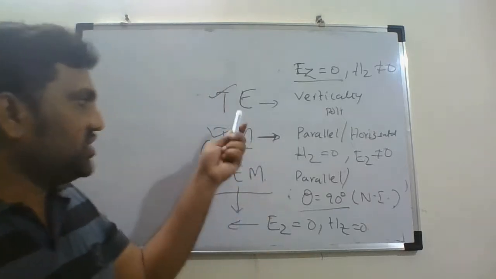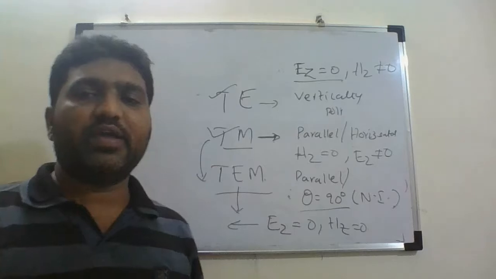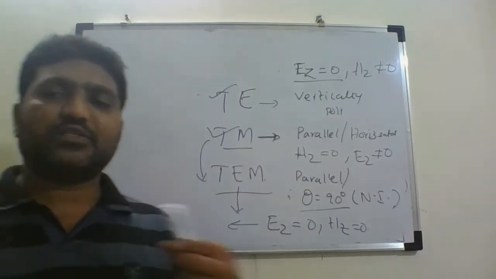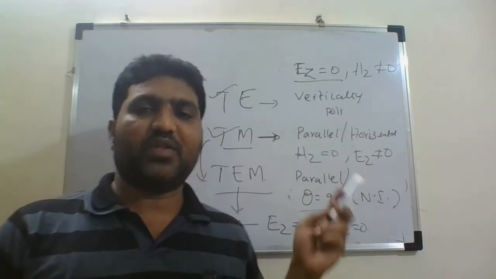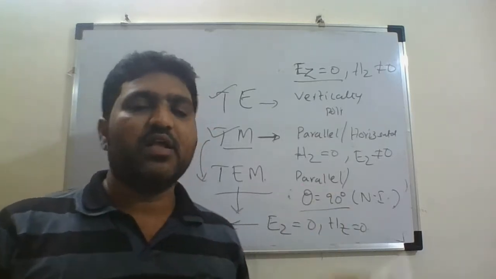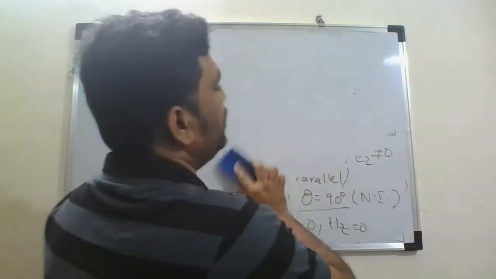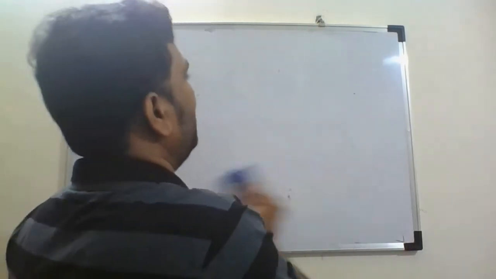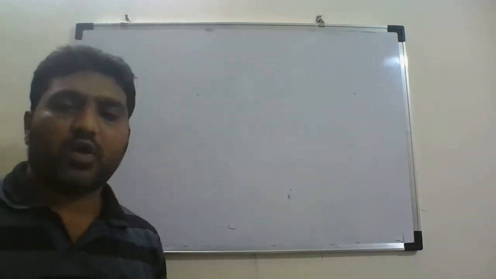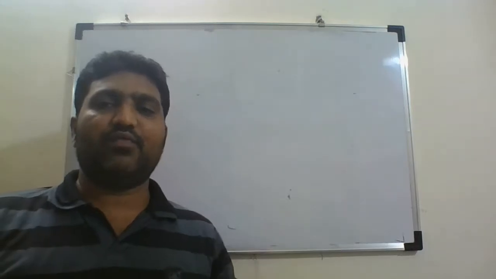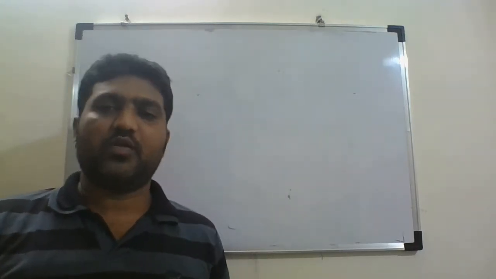For each case the field components that are going to exist will be different. Therefore, let us determine the wave field components inside the waveguide for each case. Here I am going to use the general analysis that we did in the last lecture. If you are not familiar with the general analysis, kindly watch the previous lecture, because without that this lecture will not be useful.